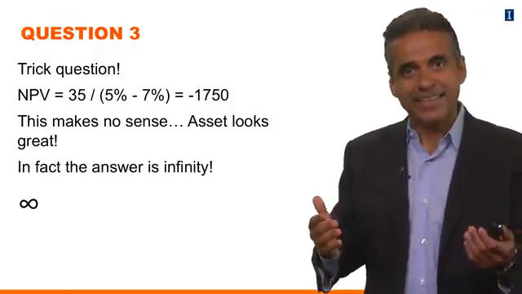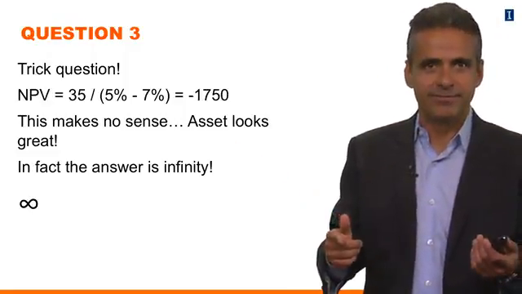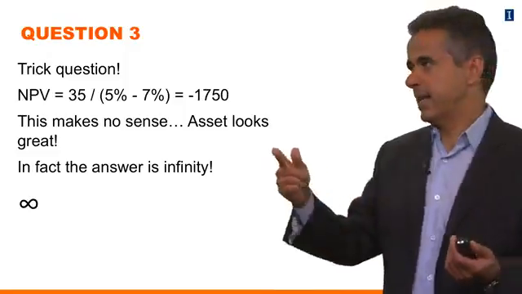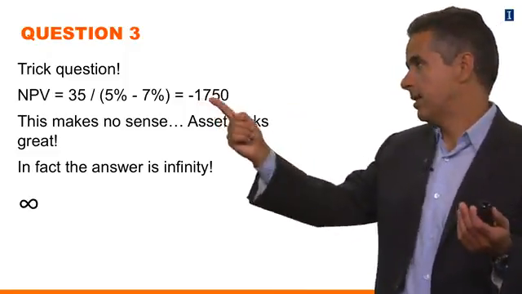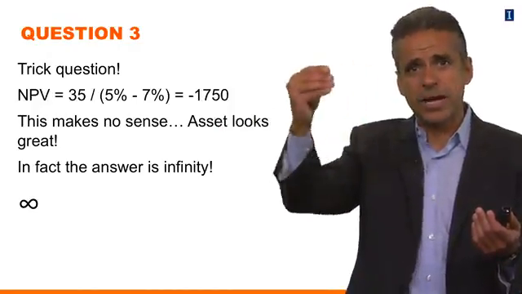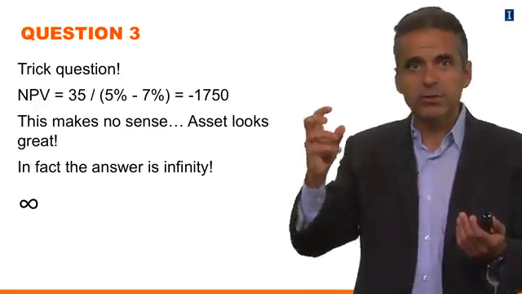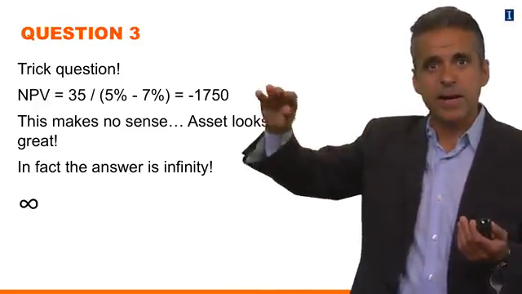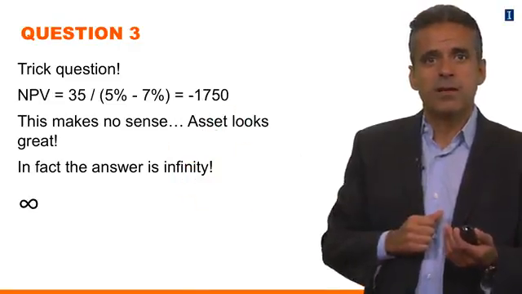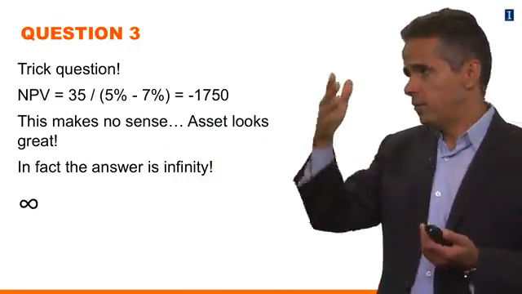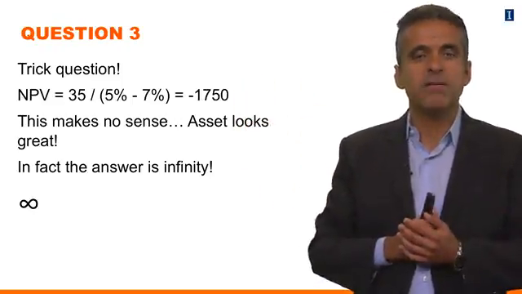The answer, in fact, is that the asset has an infinite value. If you're mathematically inclined, you probably know that. But the intuitive way to think about it is that if the cash flow is growing at a faster rate than the discount rate, then every year the discounted cash flow for that year is getting bigger and bigger. It's not converging to a small number. And if you sum all future cash flows, the answer is going to blow up. It's going to become infinite.